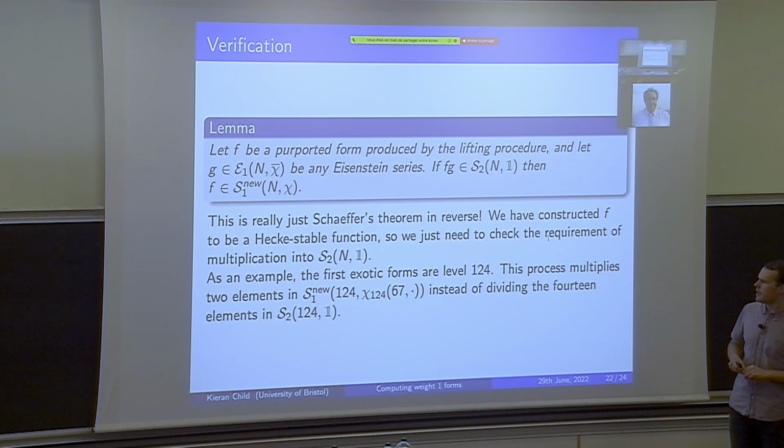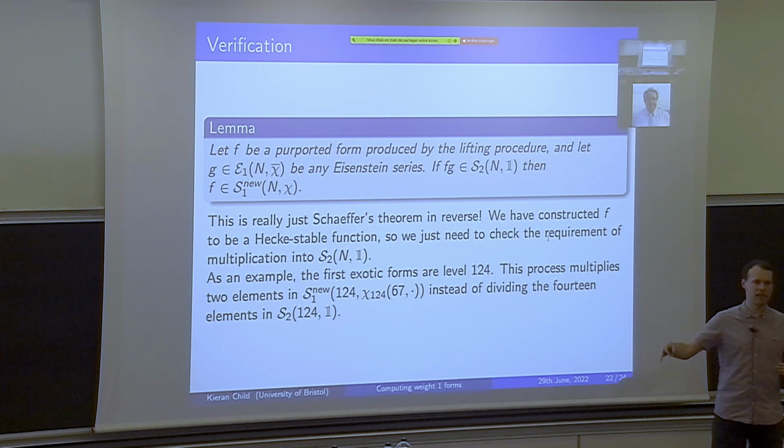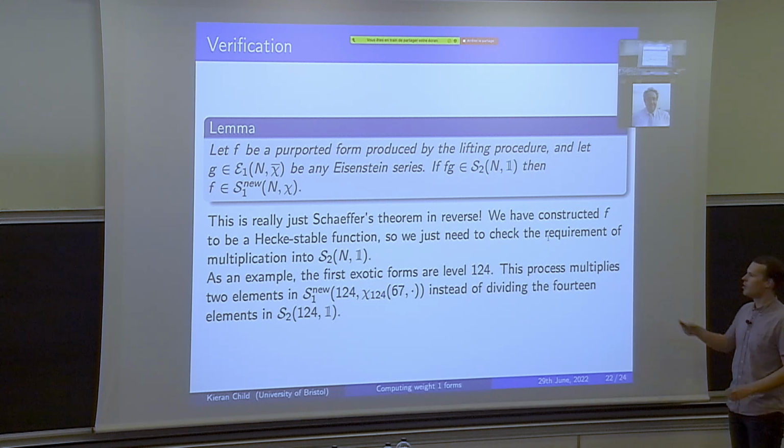But the reason this is quite a poor example is that as you get higher and higher level, you are going to get far more than 14 elements that you're going to need to divide, whereas frequently you only have 2 exotic elements or something. So any higher level is a better example than this, but this is a simple one, I suppose.